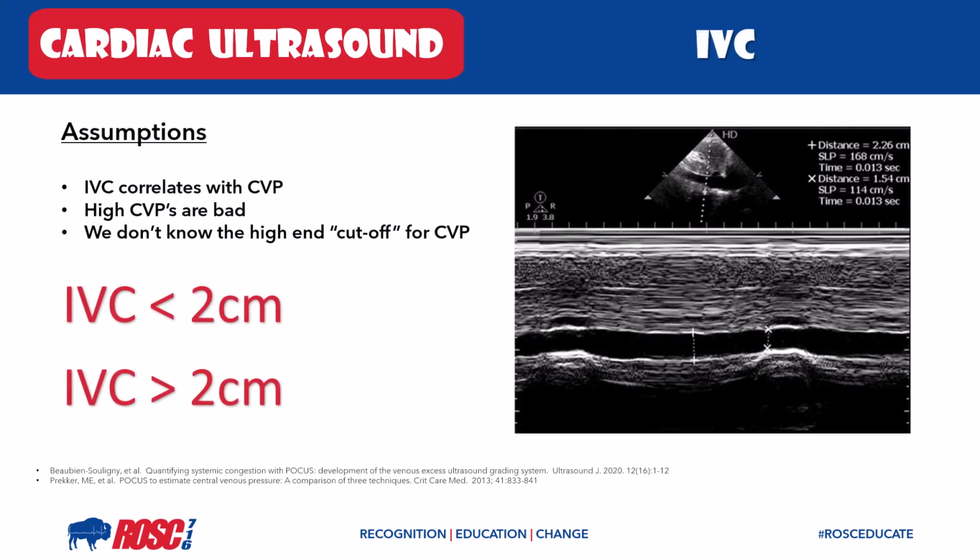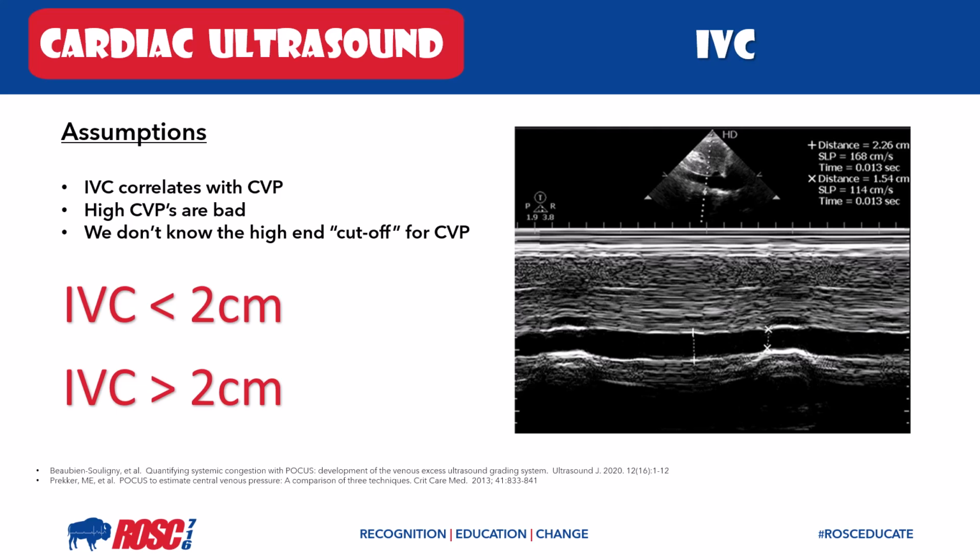So we've discussed in past lectures that IVC isn't the best standalone assessment tool for fluid responsiveness, but can we use it for fluid tolerance? Well, maybe. With that, there needs to be some assumptions put forth. 1, IVC correlates with CVP to an extent. 2, high CVPs are bad. And 3, unfortunately, we don't know the high-end cutoffs for CVP.